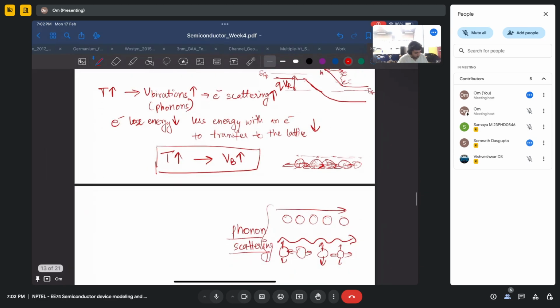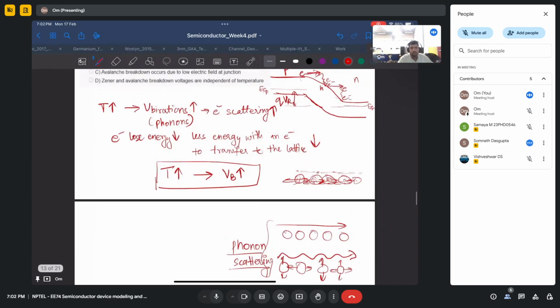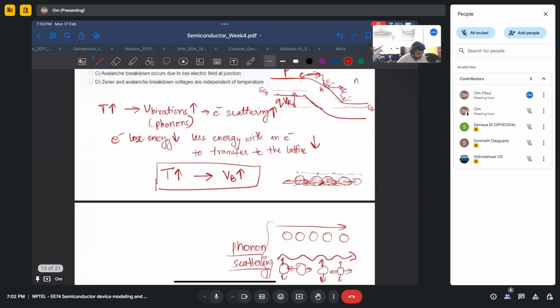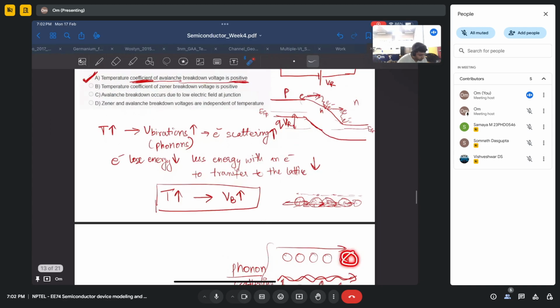Does this make sense to you? Yes, sir. So this is what phonon scattering is, and when temperature increases, the scattering increases. That means electrons are losing energy as they are traveling forward, so they have less energy to strike an atom and generate more electron hole pairs. So we need to apply more VBR to generate those electron hole pairs. That means as temperature increases, your breakdown voltage increases.